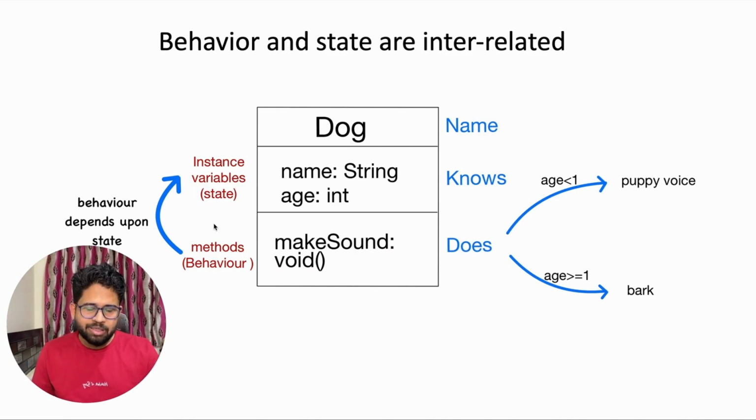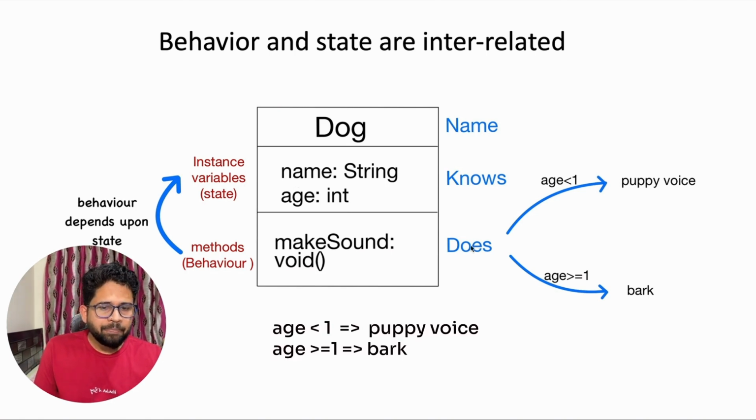Now, there is one important thing: these things are interrelated. They are not completely independent of each other. The behavior of any object is dependent upon the state of the object. For example, if you call the method make sound, you might have logic in the code that if the age is less than 10 for a dog, have a puppy voice, but if the age is less than 1, bark. There are a lot of logics you can build on top of name and age, and trust me, the actual code would be much more complex. But overall, you can understand that the behavior of an object will depend upon the state of the object.